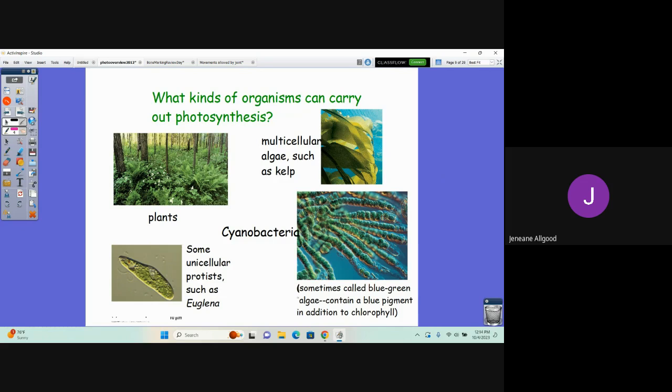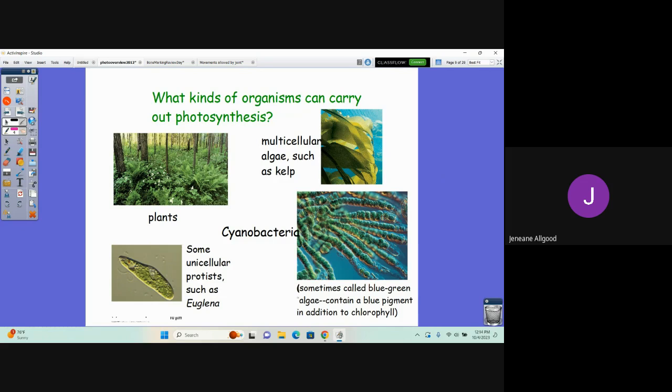All right, so let's take a look at the kinds of organisms that can do photosynthesis. Of course, we've got plants. We've also got multicellular algae, such as kelp. Whenever you hear the term algae, algae are the ancestors of plants, and they are protists, okay? But they can be unicellular or multicellular.